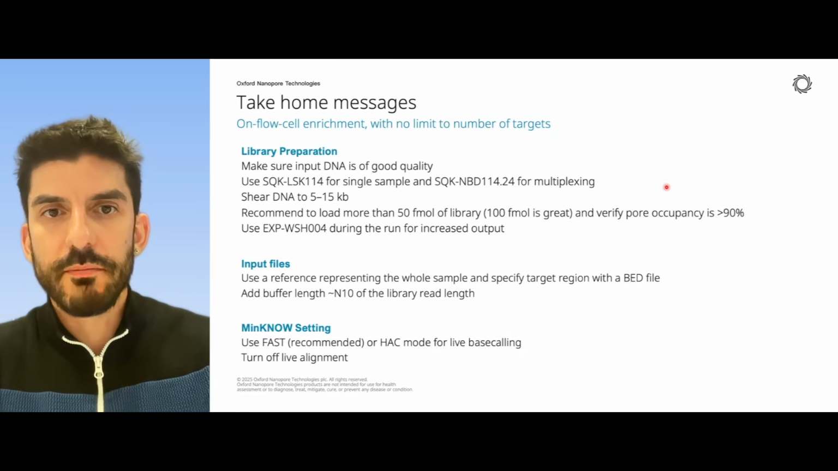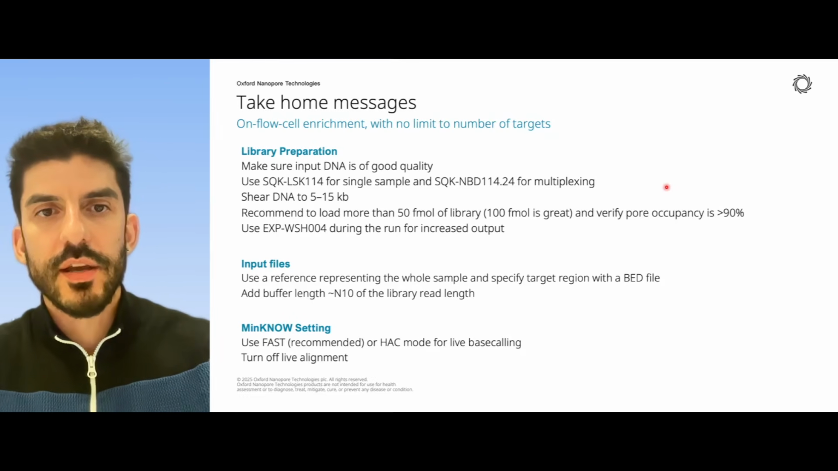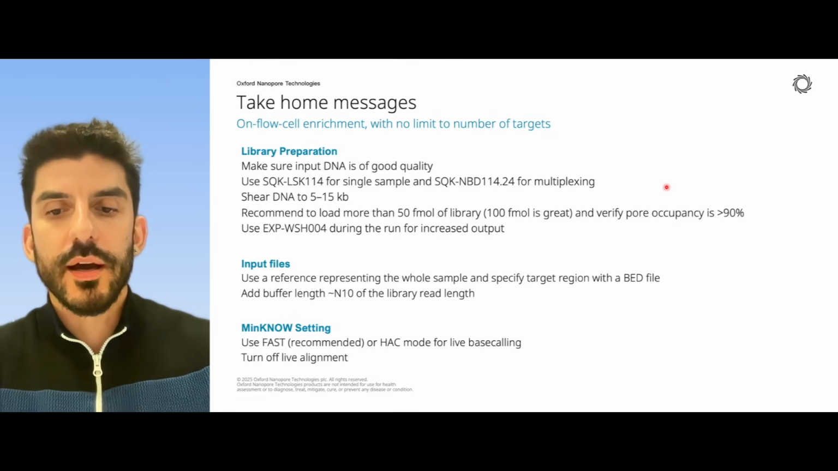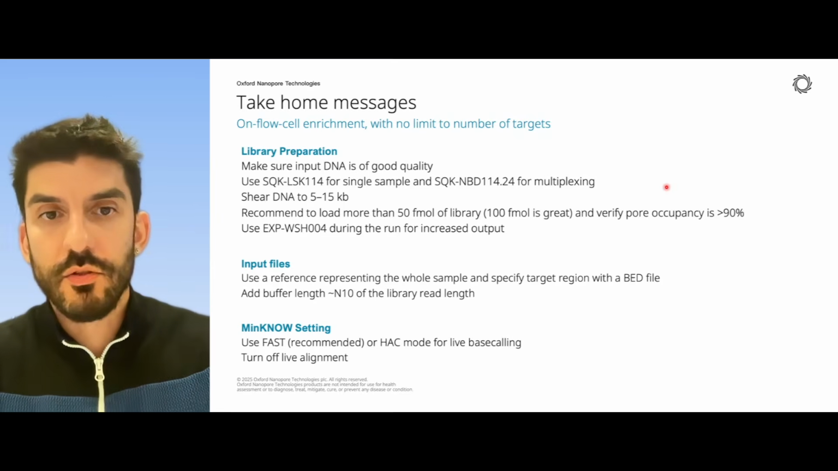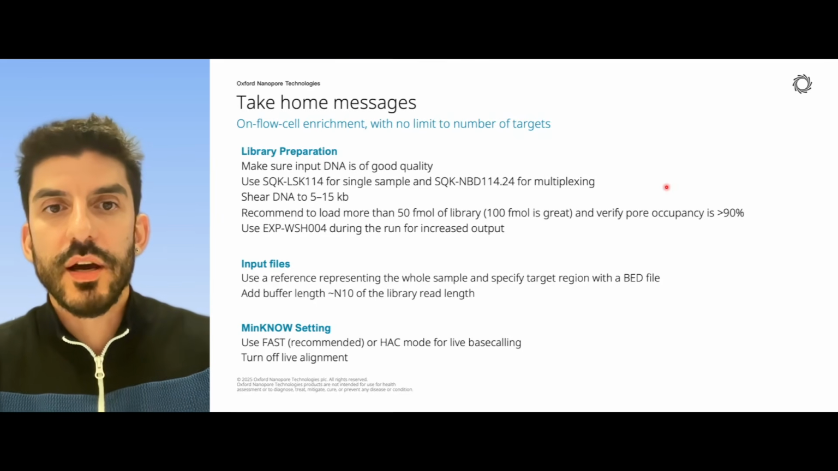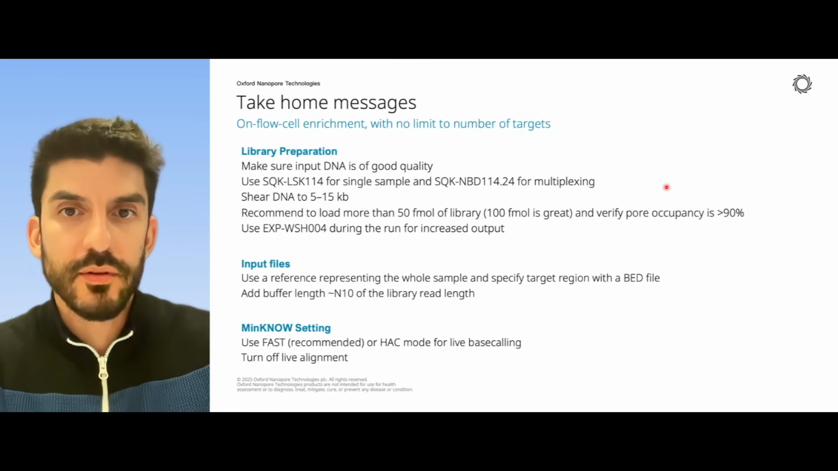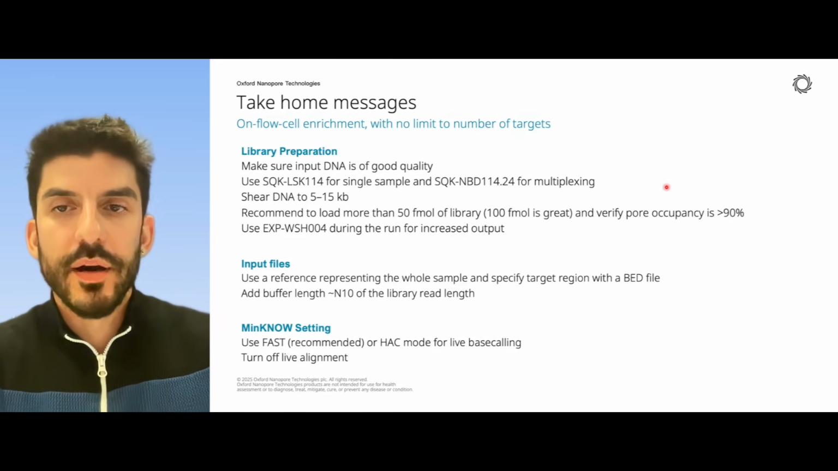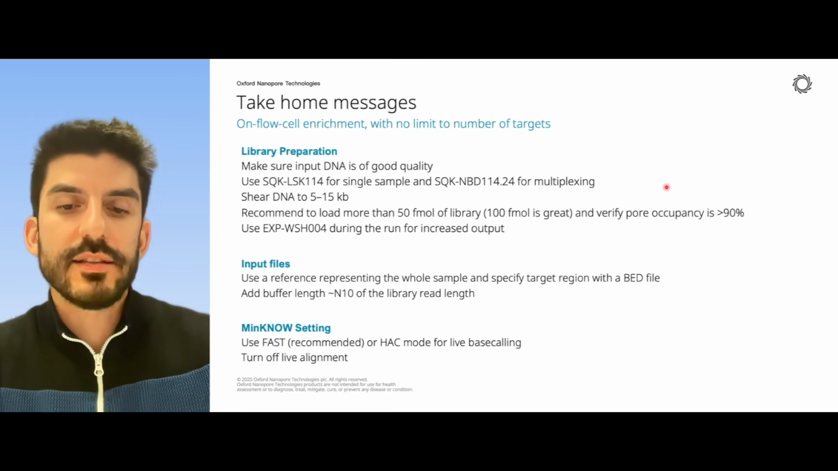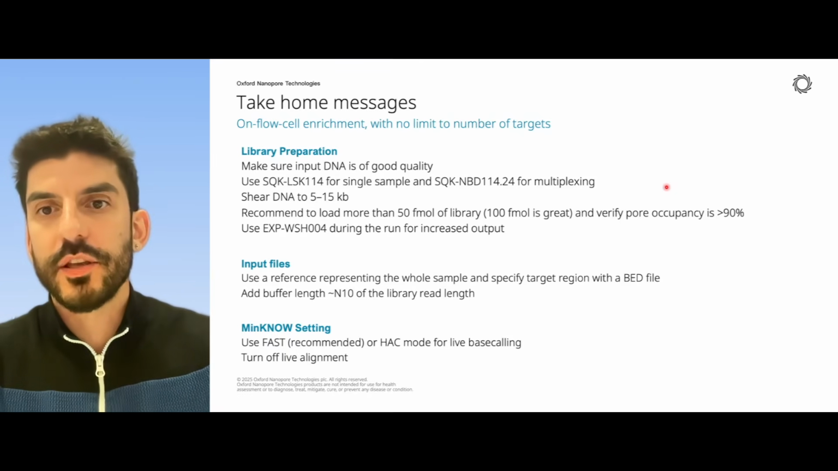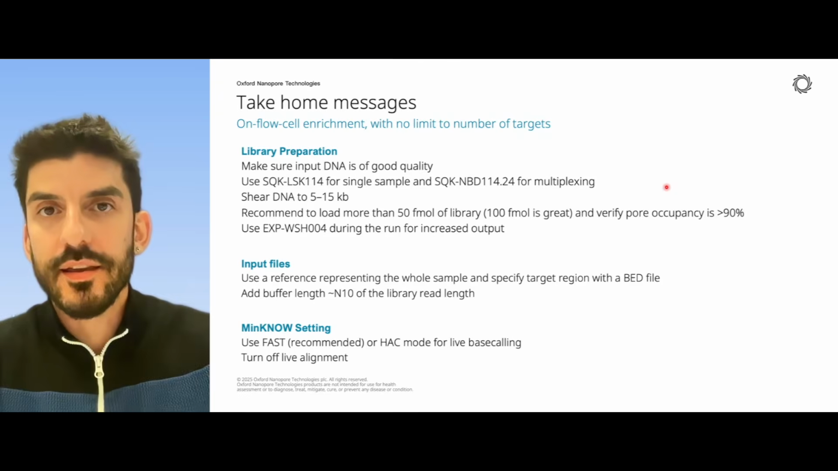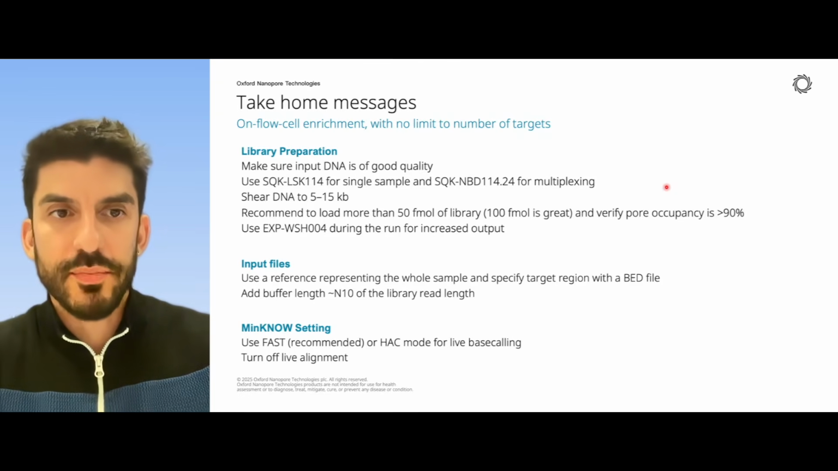One consideration that we mentioned in the community as well is that adaptive sampling is a bit more hungry in terms of sample than whole genome sequencing. So we recommend 50 femtomoles of library as a minimum to have a decent run. The more you input, the better. So if you are able to provide 100 femtomoles of your sample, that will be better. But please just make sure that any time you start a sequencing run with adaptive sampling, you check your pore occupancy, and ideally you keep it above 90%.